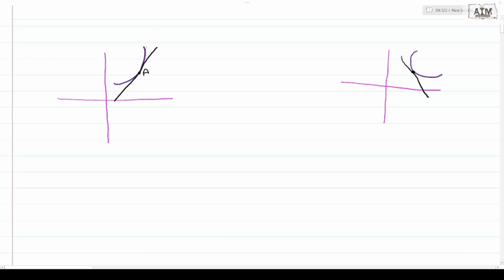Here we got a graph. Let us say this is y equals to f of x, like this, y equals to f of x. So I got the two graphs here, and a tangent is drawn at a point A.